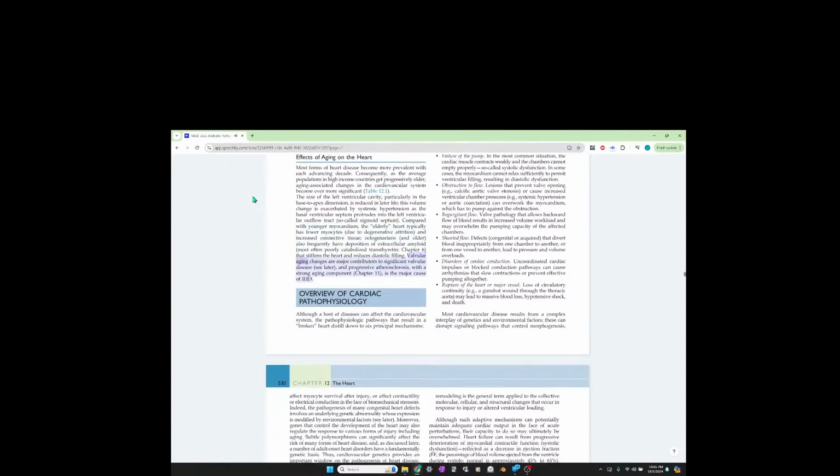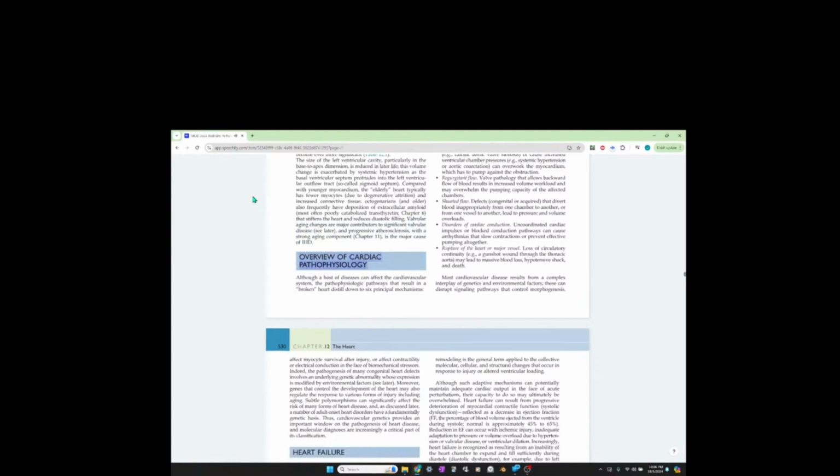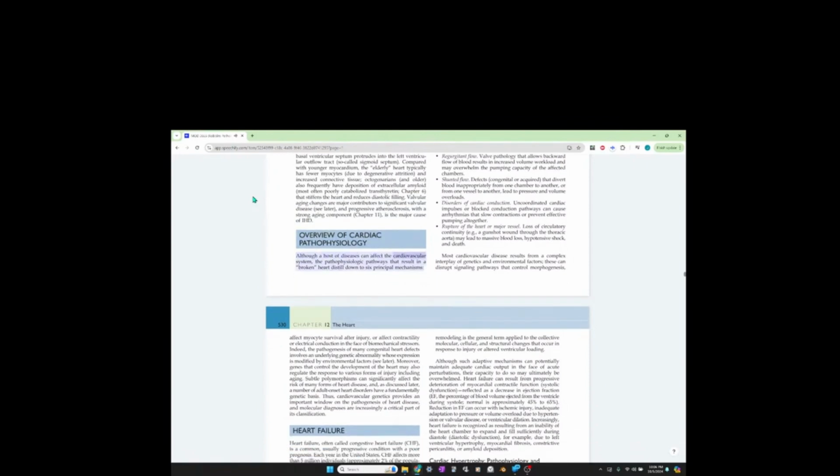Valvular aging changes are major contributors to significant valvular disease, and progressive atherosclerosis, with a strong aging component, is the major cause of IHD. Overview of cardiac pathophysiology. Although a host of diseases can affect the cardiovascular system, the pathophysiologic pathways that result in a broken heart distill down to 6 principal mechanisms.